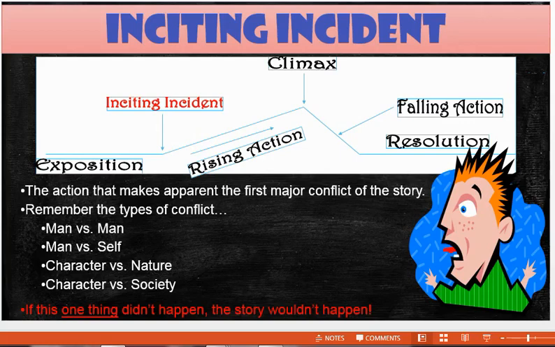We've reviewed your 4 types of conflict: man versus man, man versus self, man versus nature, and man versus society. This is the one thing that happens that causes the rest of the story to take place.